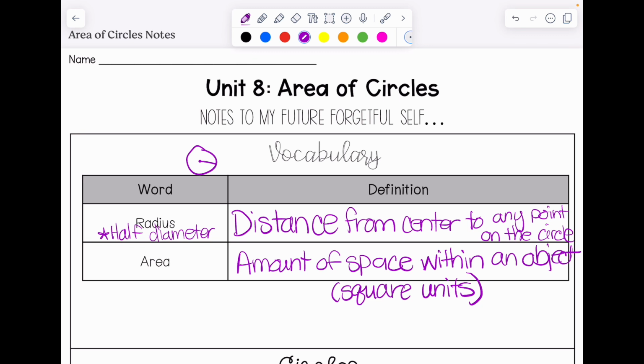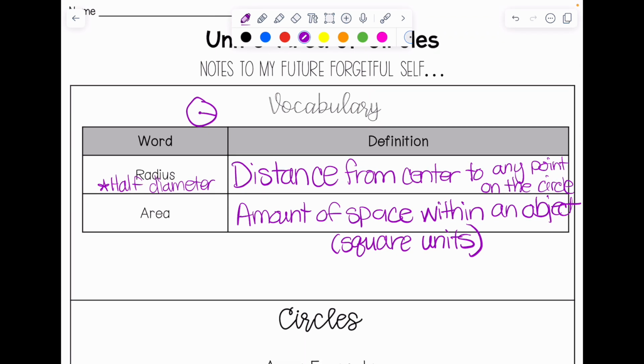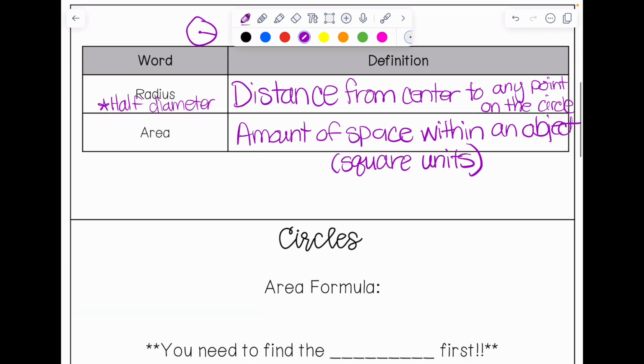And then the other vocabulary term that we need to be aware of today is what area is. When we talk about area, we're figuring out the amount of space within an object, and that's going to be measured in square units.